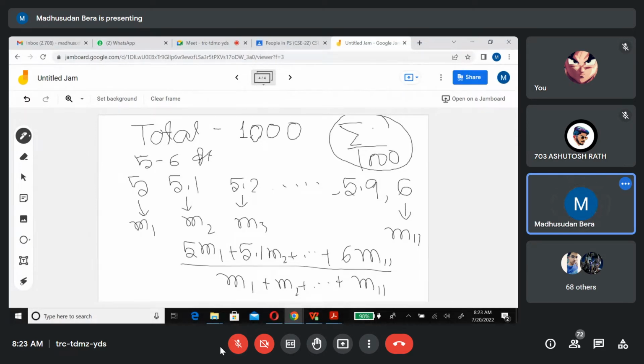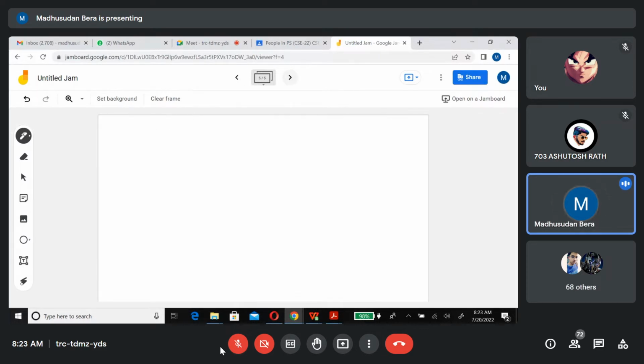Okay, in fact, we can write it more easily. Suppose we have to enlist the heights of a thousand students. Then we can write it this way also. Instead of writing the whole 1000 students' heights, we can write, for height 5, the number of students, so height and number of students, that way we can enlist.